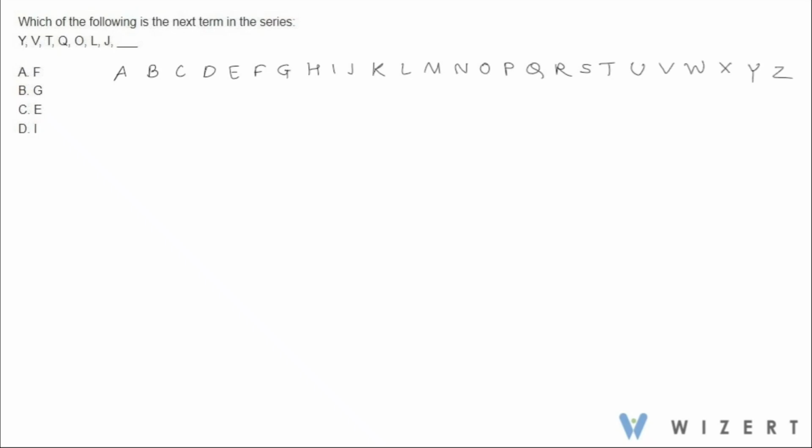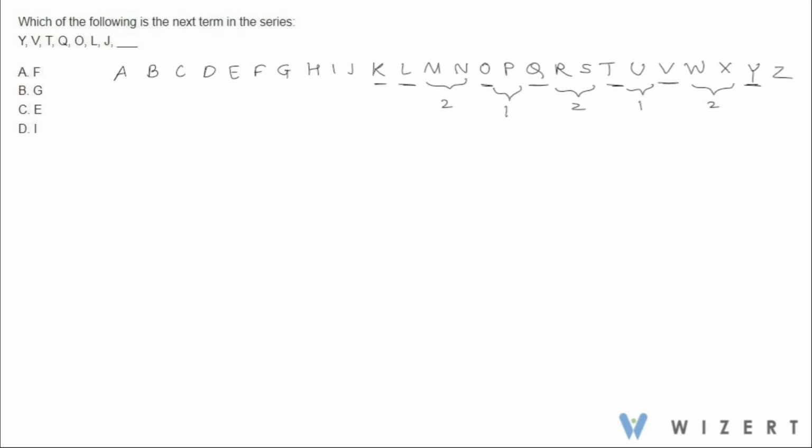So let's see, Y, after which V is written, after which T, then Q. If we look at it, two letters are left first, then only one is left, then two are left. The next has to be O, where only one letter is left, and the next letter is correct. So the next letter should be L, which is also correct.